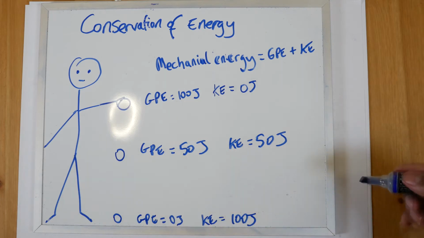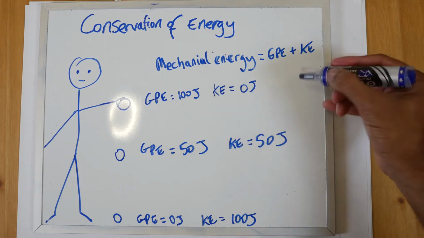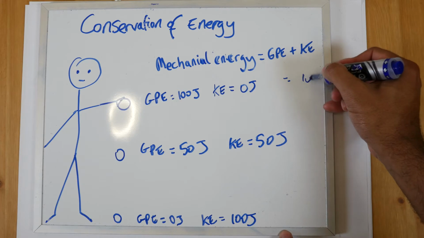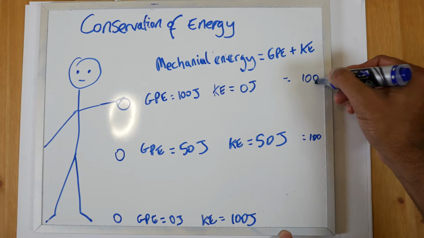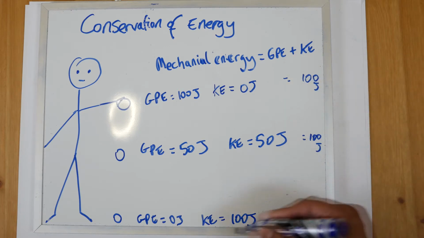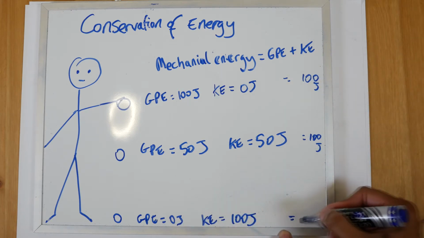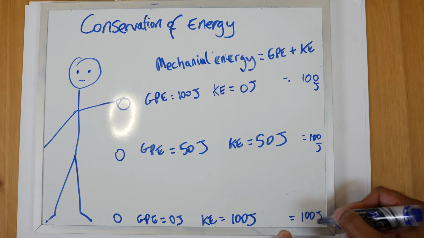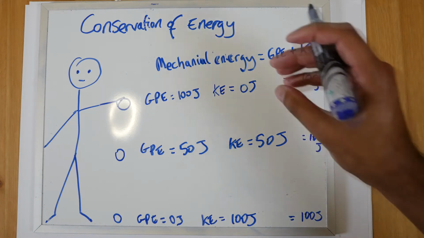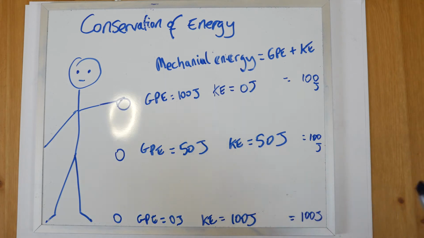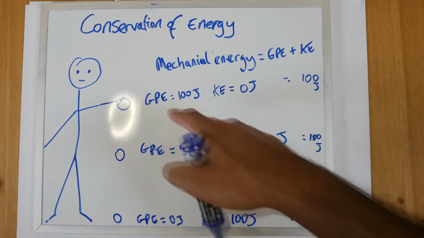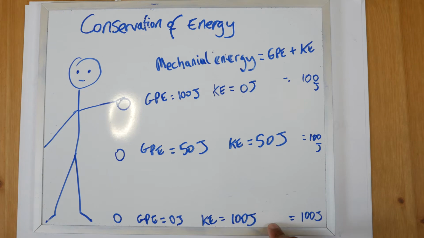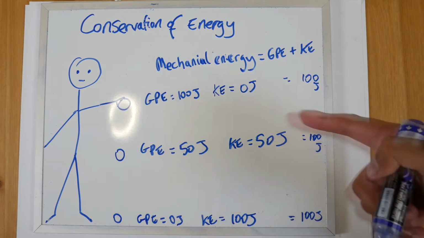And at all points, if we have a look, 100 plus 0, the mechanical energy is 100. 50 plus 50, the mechanical energy is 100. Remember, this is joules. And 0 plus 100, the mechanical energy is 100 joules. So just bear that in mind. The total energy in the system is being conserved. You're not gaining any energy, you're not losing any energy. All of the GPE at the top is being converted into kinetic energy at the bottom, which leads to our second equation.